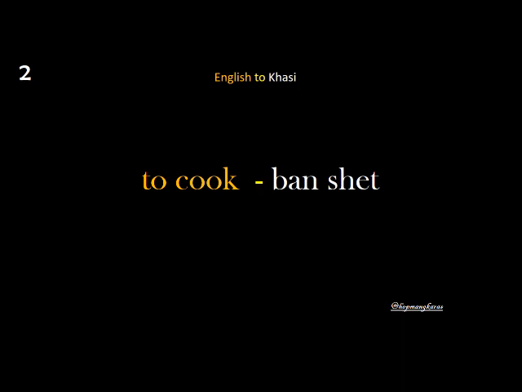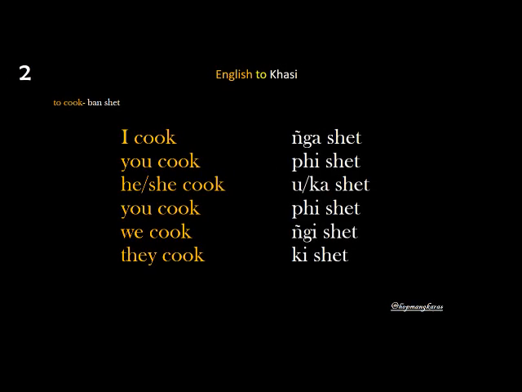Two. To cook, ban shet. I cook, nga shet. You cook, pi shet. He or she cooks, u shet or ka shet. You cook, pi shet. We cook, ngi shet. They cook, ki shet.